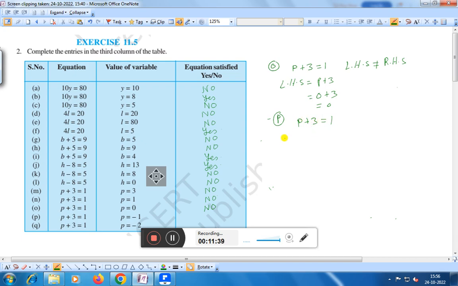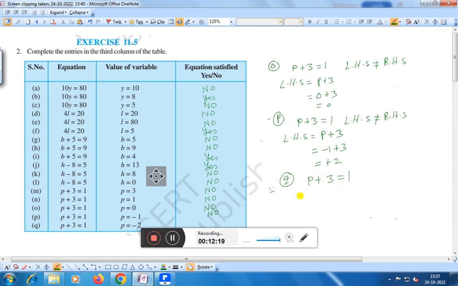Then question number P is p plus 3 equal to 1. Left hand side is equal to p plus 3. The value of p is minus 1. Minus 1 plus 3 is equal to plus 2. Therefore, left hand side is not equal to right hand side. Therefore, it doesn't satisfy the equation. The answer is no.